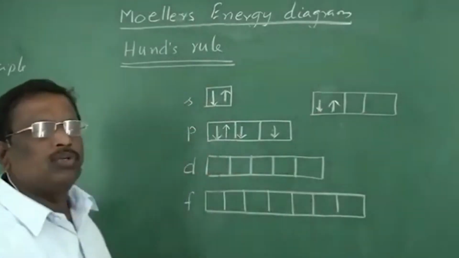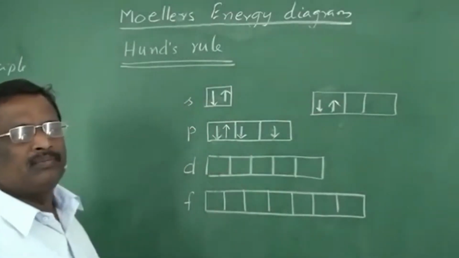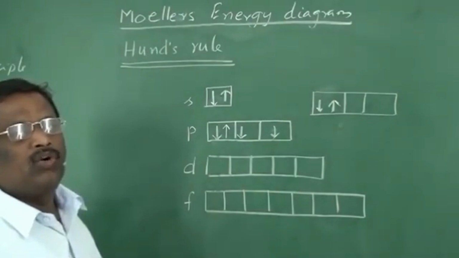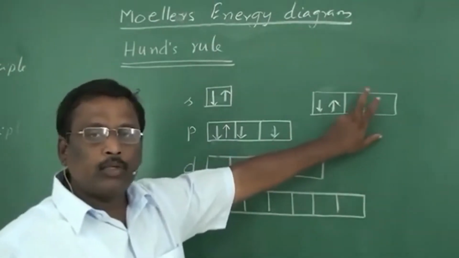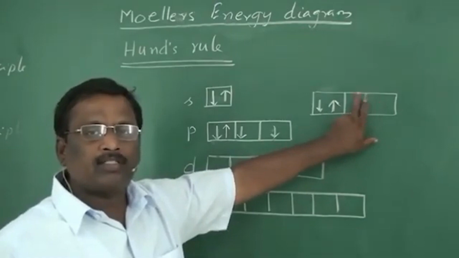that is against Hund's rule. The pairing should not take place when 2 orbitals are empty. When 2 degenerated orbitals are empty, the pairing should not take place.